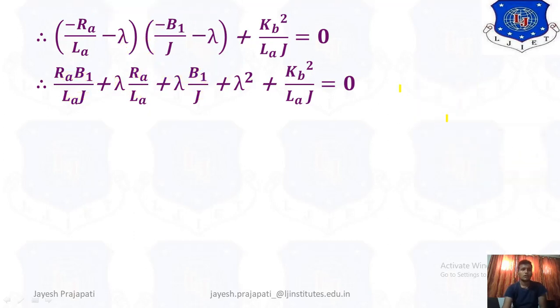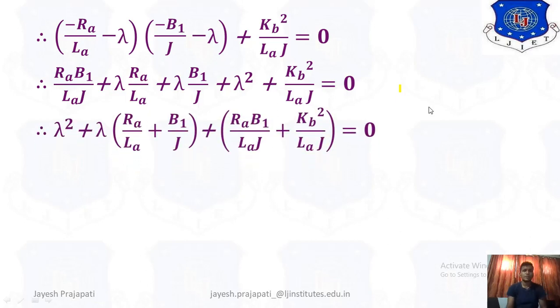Now we simplify. We take lambda square first, then take lambda common from this portion: lambda into (Ra by La plus B1 by J), and the remaining portion we write last in bracket form, equal to 0. So this equation is like this: a x square plus b x plus c is equal to 0. That is a simple quadratic equation.